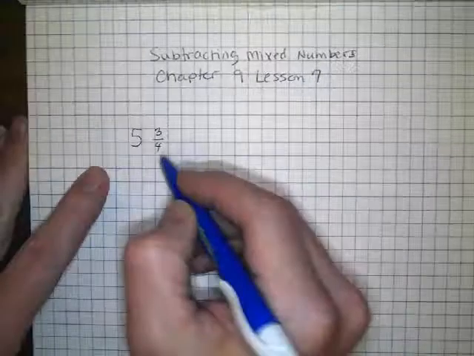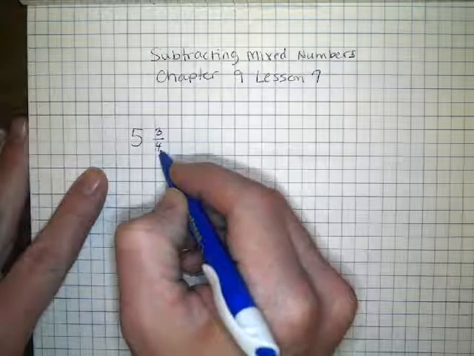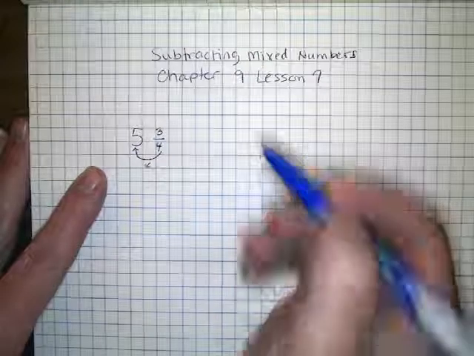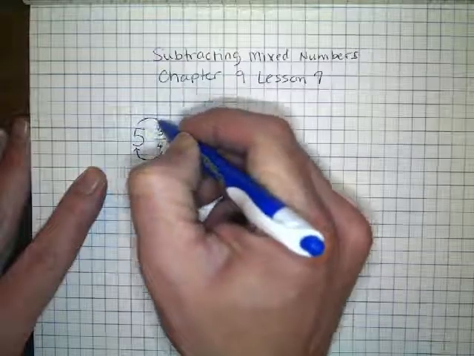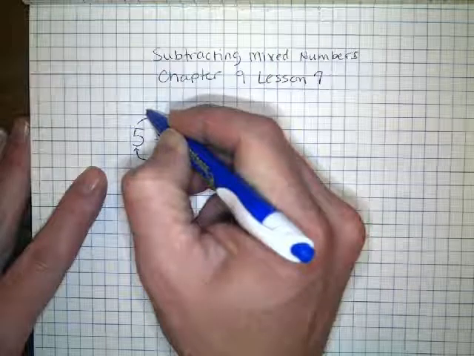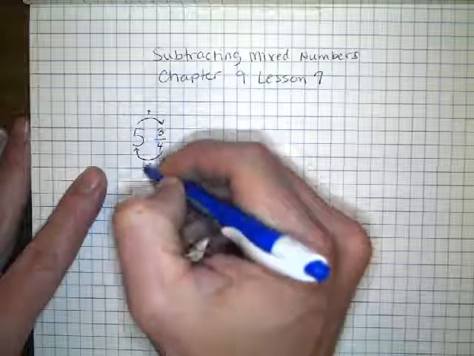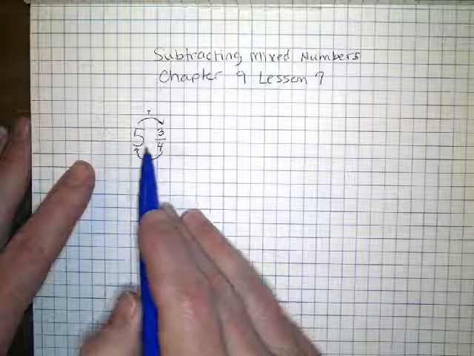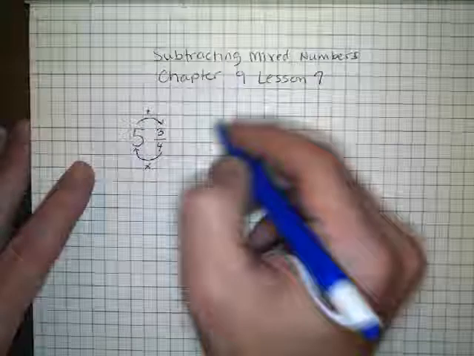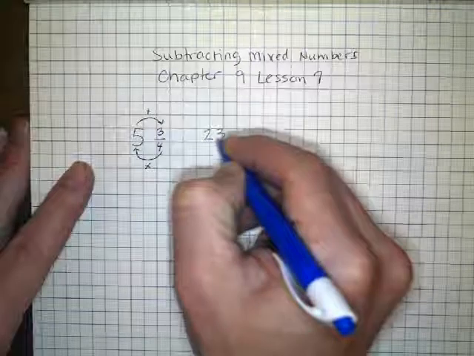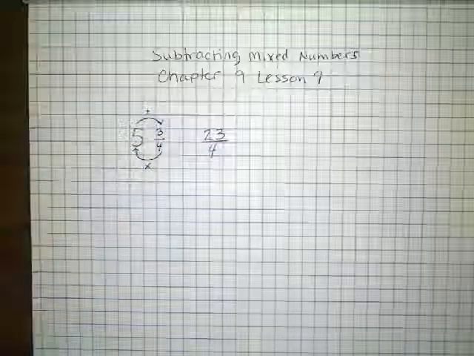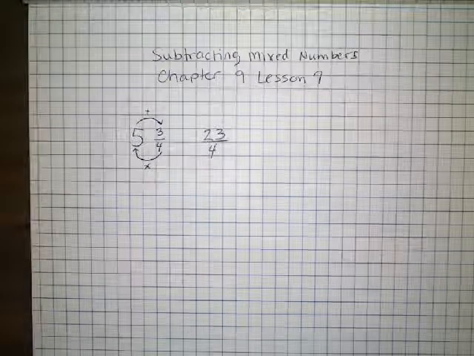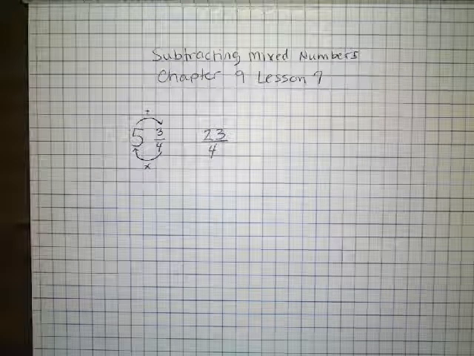So if you remember, we take the denominator and we're going to multiply it by the whole number, and then take that answer and add on the numerator. So multiply across the bottom, adding on top. So 4 times 5 is 20 plus 3 is going to give us 23/4. All of our subtraction will happen like this today and from now on when you're subtracting your mixed numbers.